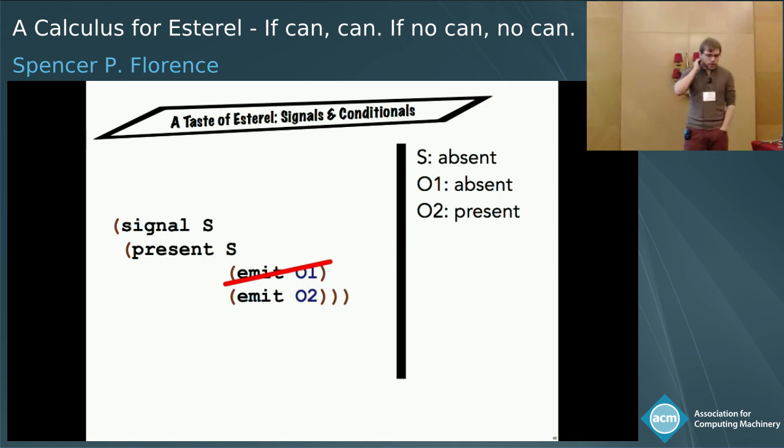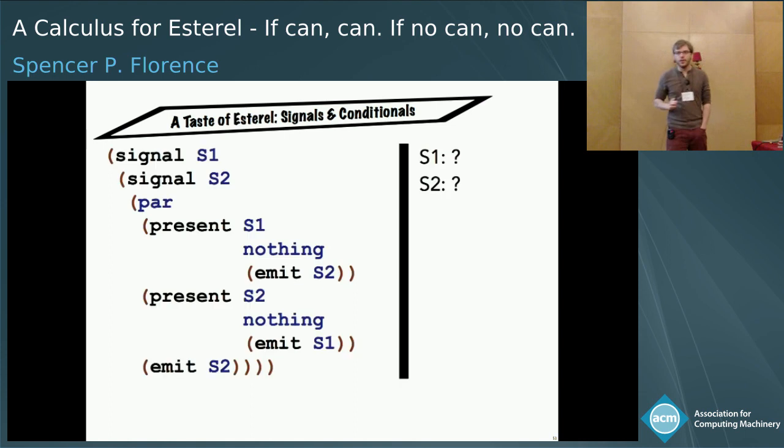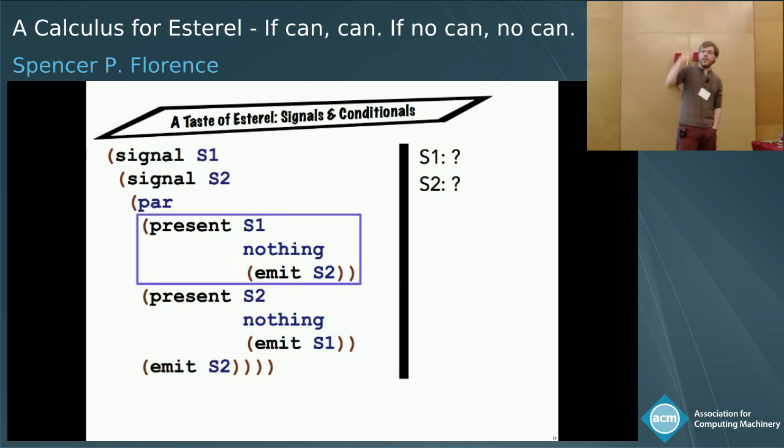So that's the high-level look at absence and presence. Let's try to put it together. And I promise this will be the most complicated program in this talk that I'm asking you to understand. This program has two local signals, S1 and S2, and it's going to have three portions composed concurrently. The first portion is going to say that if S1 is absent, then emit S2. And if S1 is present, it will do nothing.